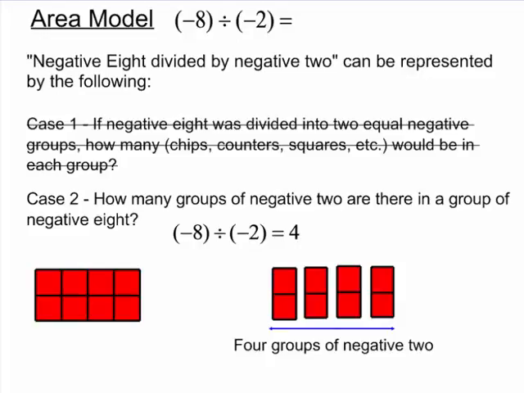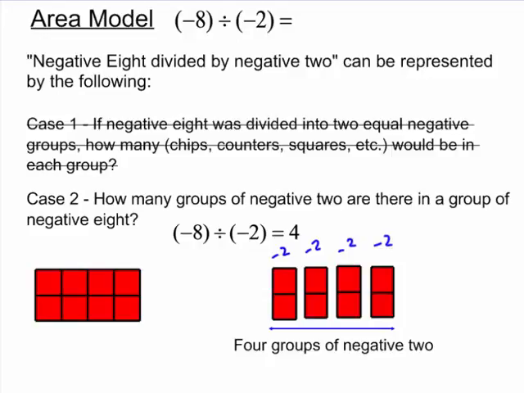That's a pretty tricky way of thinking about the problem. So I'm going to move on to case 2 because I think it makes more sense. How many groups of negative 2 are there in a group of negative 8? Oh, okay, I like that. If I take my negative 8 squares on the left and break them up into little groups of negative 2 squares, so each one of these is negative 2, I can see that there are 4 groups. So negative 8 divided by negative 2 equals positive 4.